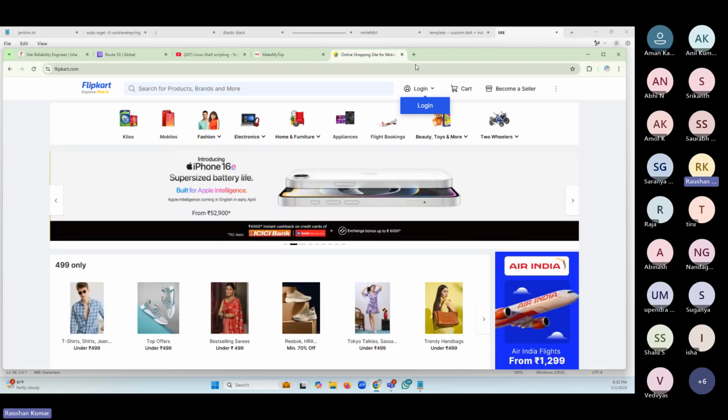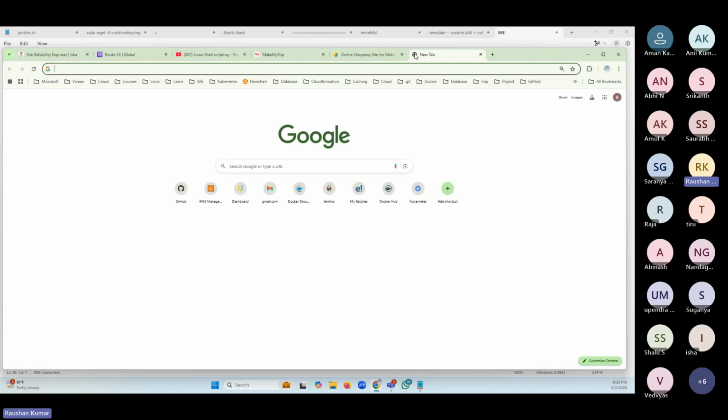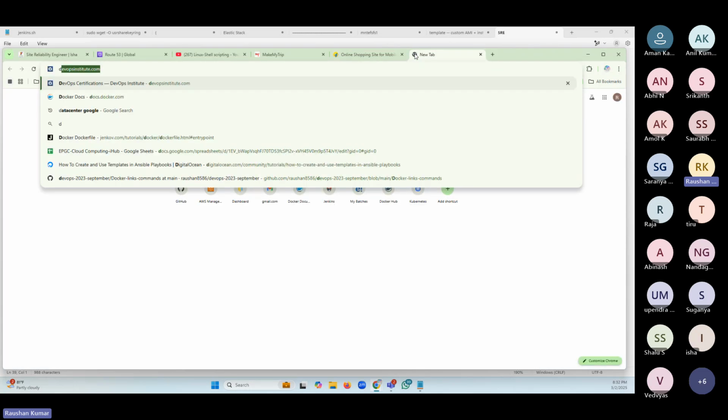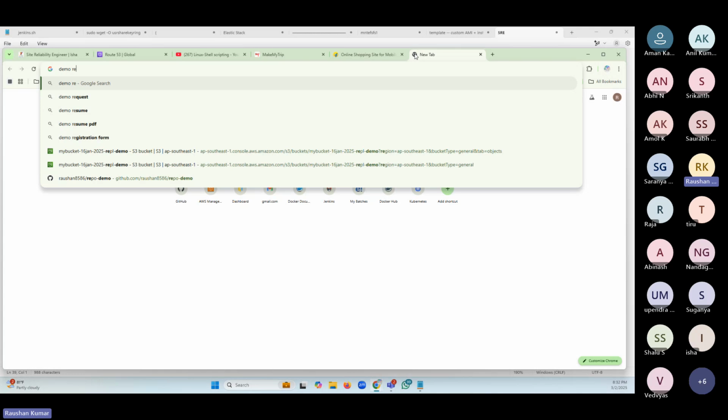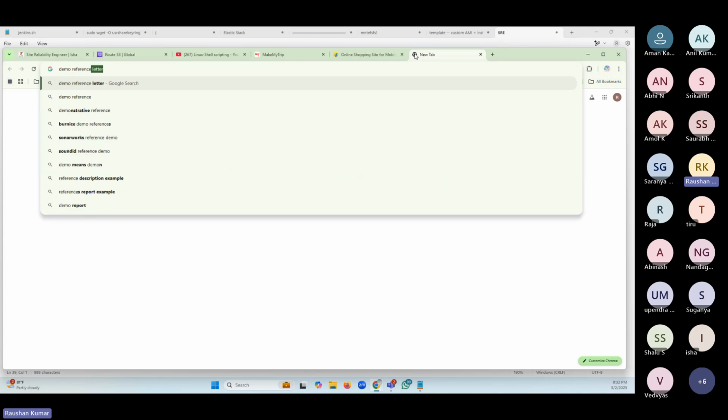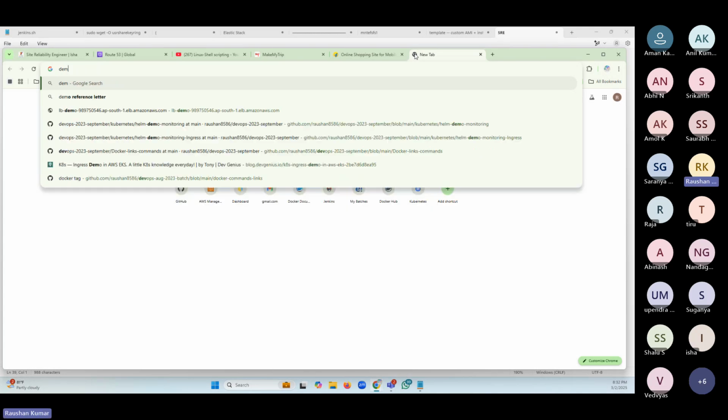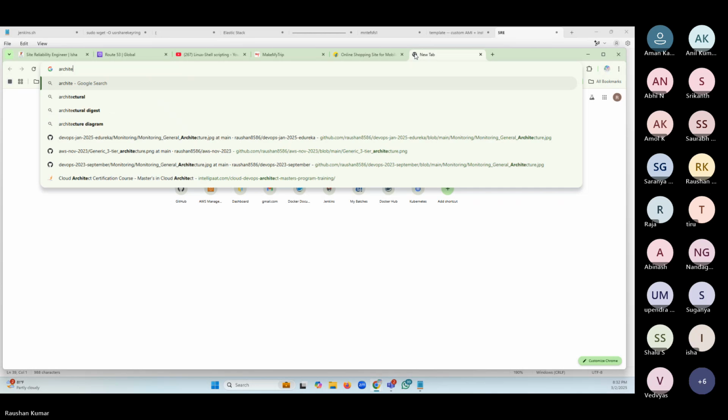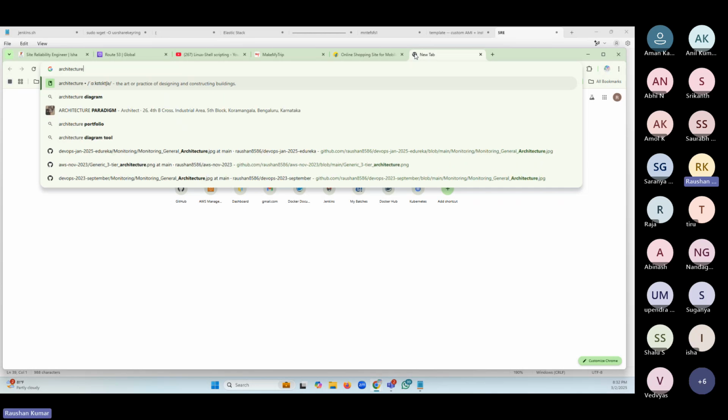Let's say if I go to Google and search for architecture, demo architecture difference, there are so many reference architectures that AWS has given. So you need to understand the flow, right? How the flow is happening. So that is what we will understand.